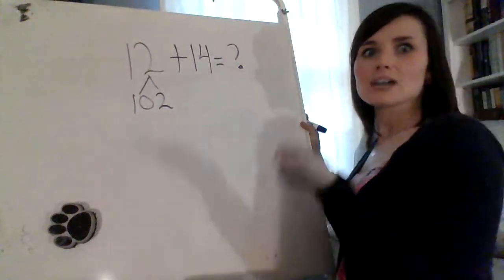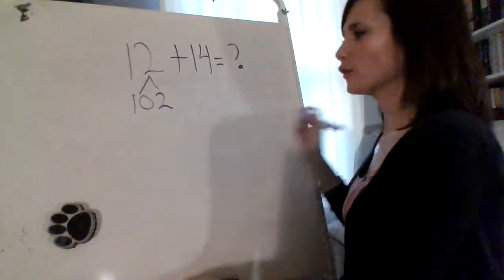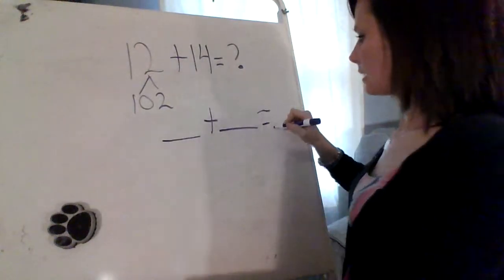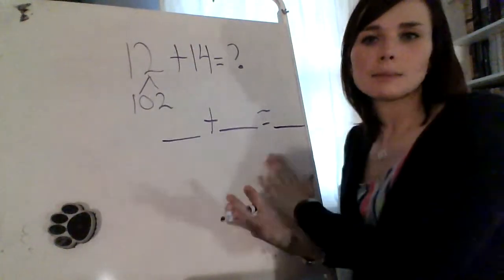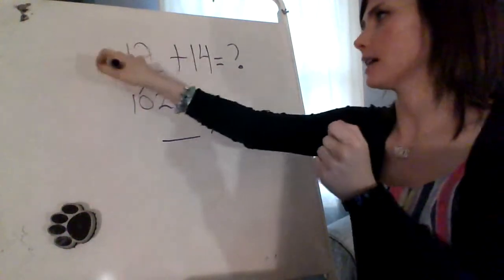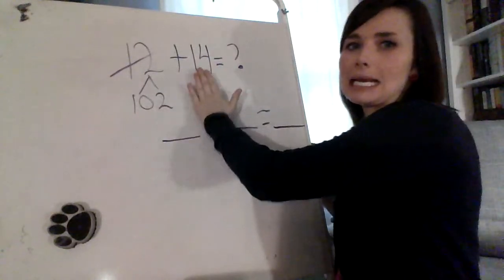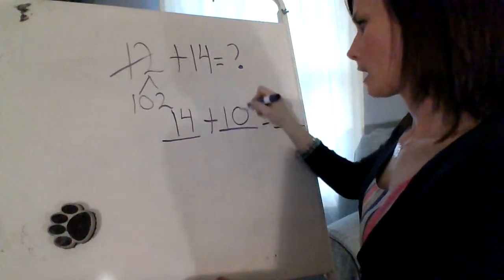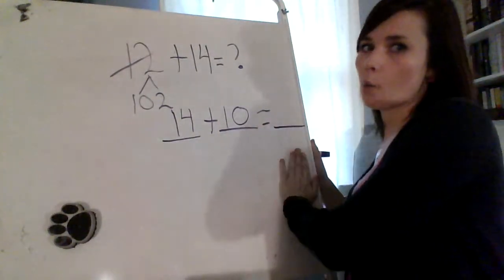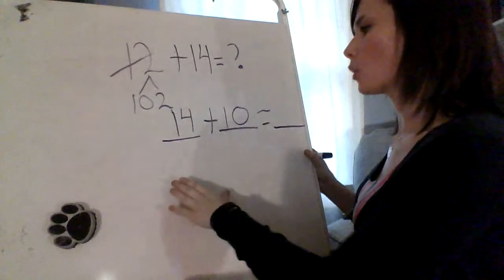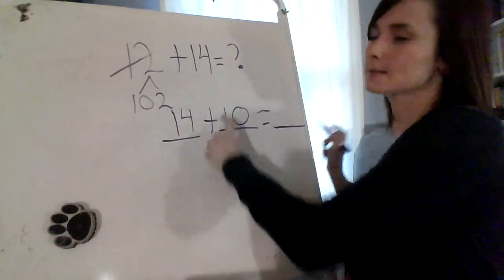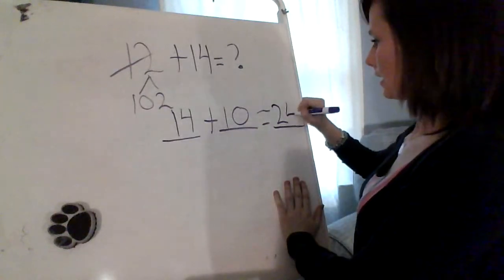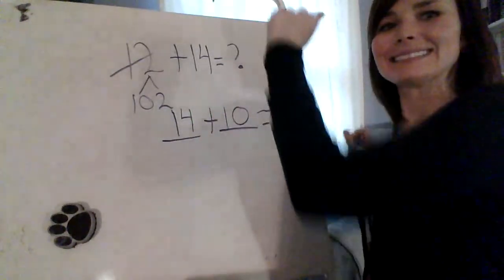Alrighty, let's add our 10s together first. So what's our first number sentence going to be? Blank plus blank equals blank. We're going to add our 10s together first. We broke down the 12. We're going to add 14 and 10. Nice job. 10 more than 14 is what? Some of you might just know it, but if you don't, you can always go 1 plus 1 is 2. 4 plus 0 is 4. Nice job. Am I done?